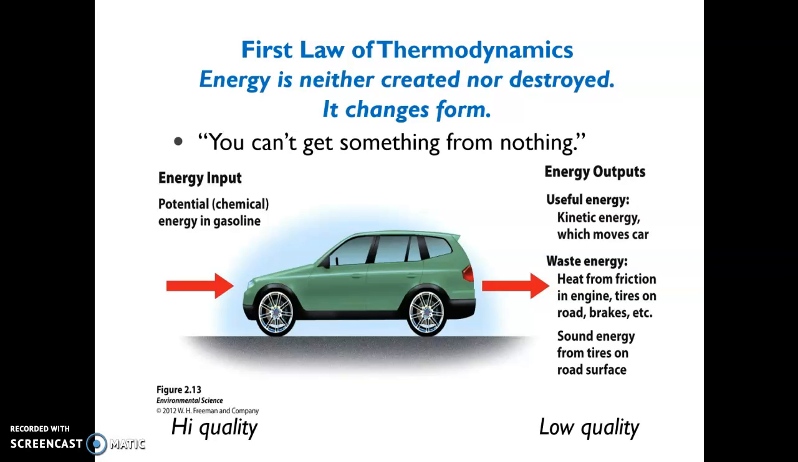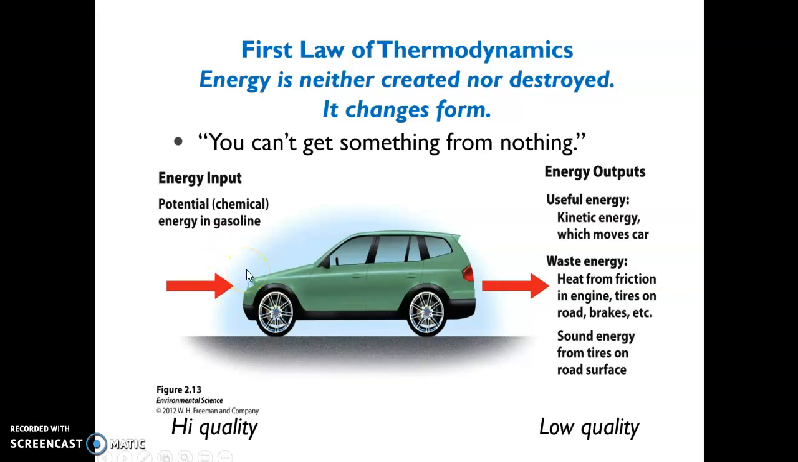So, let's see what that means. They give the example here of gasoline and a car. Gasoline is chemical energy, potential chemical energy, in long, long molecules of carbon bound together with other items such as hydrogen and oxygen and phosphorus and all kinds of things. So chemical energy in gasoline has a high potential energy.